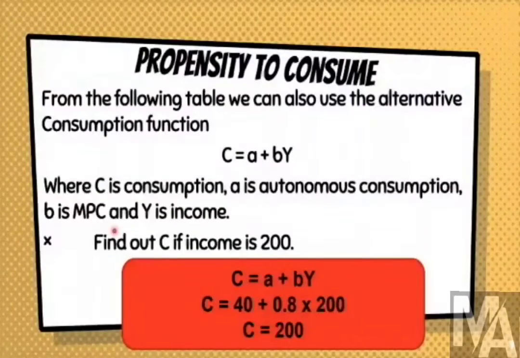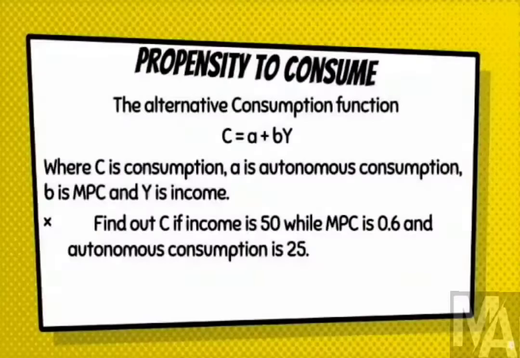So sometimes when the table is not there and just the value of autonomous consumption or MPC is given, we can find out the level of consumption by relating it with income. And this is once again a method to tell us that propensity to consume is nothing but the rate at which consumption changes in relation to the change in income. There is a relationship between income and consumption, and by using this formula C = A + B × Y, we can find out with this relation what is the actual level of consumption.